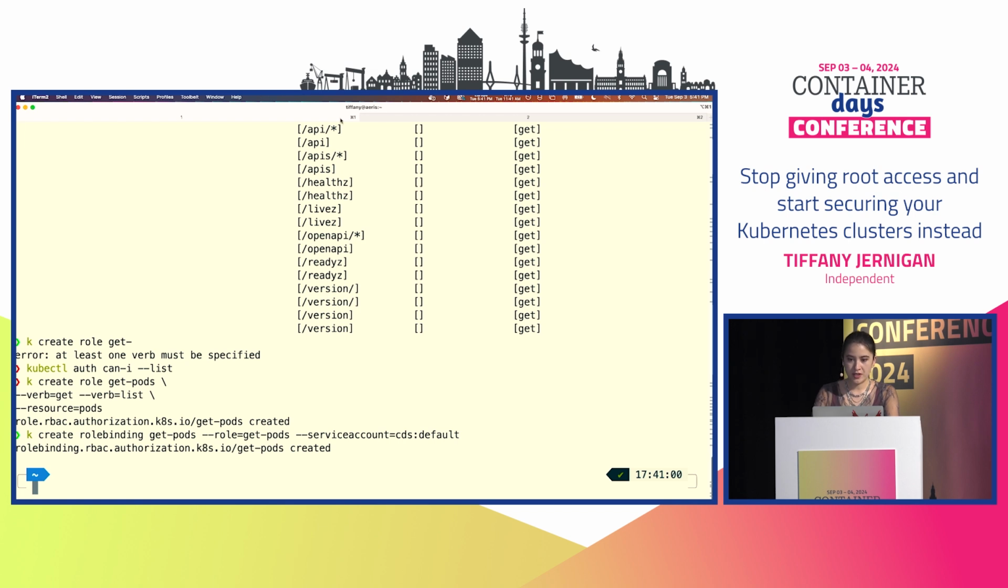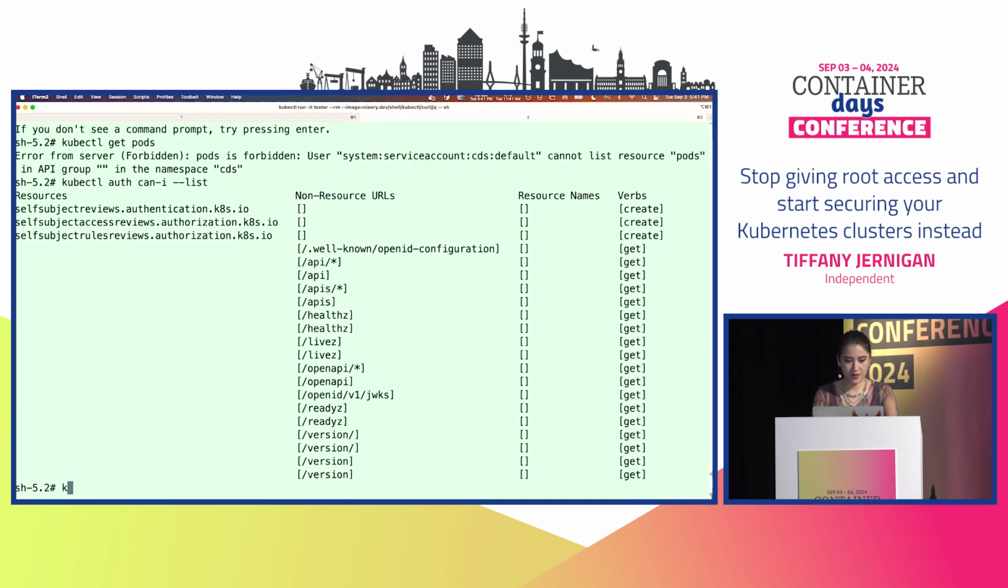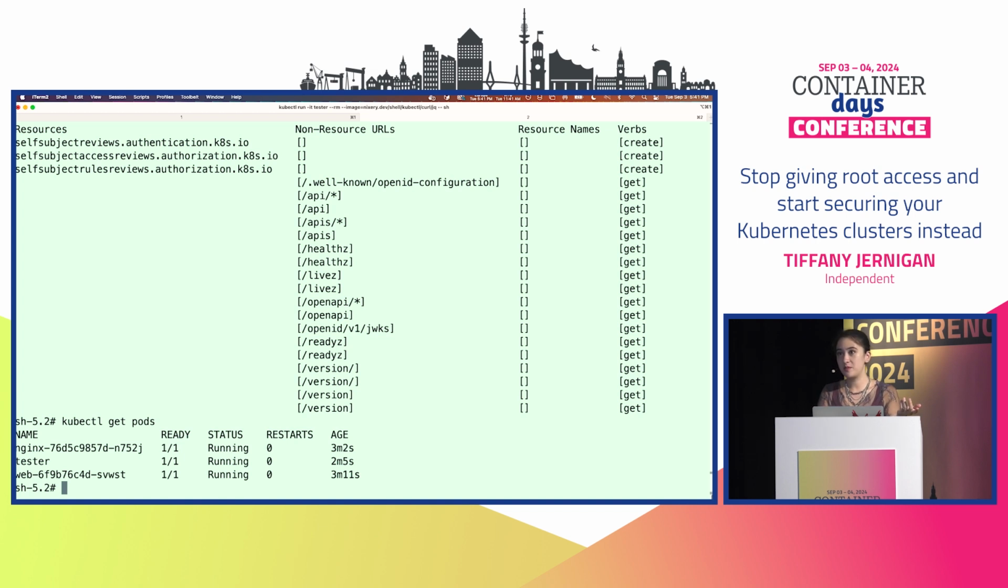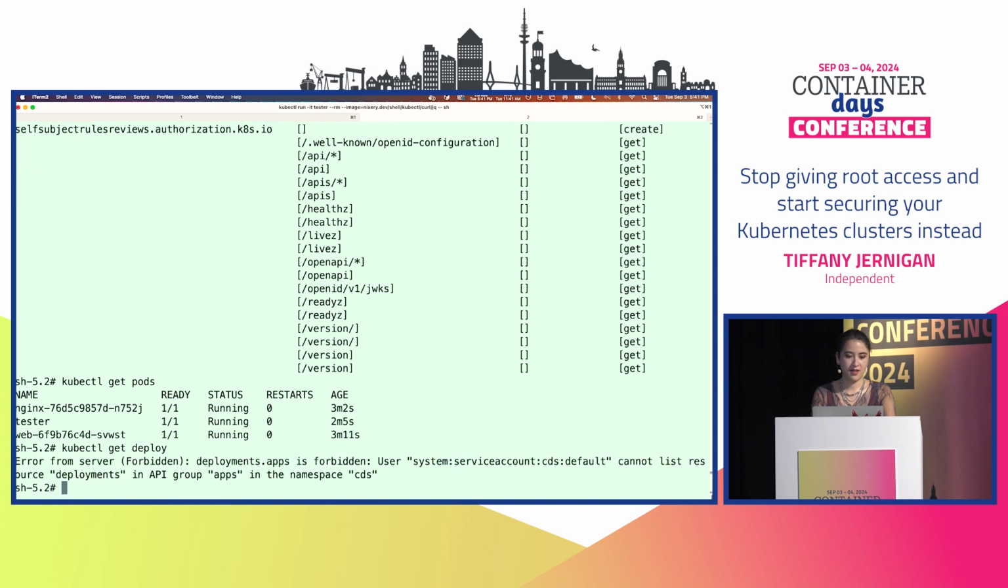Okay, cool. So now if we go back over here, if we try doing a kubectl get pods, we can actually now see the pods. If we were to do a kubectl get deployments, we still don't have permissions for that. So basically it's just based on what permissions we gave in our role.